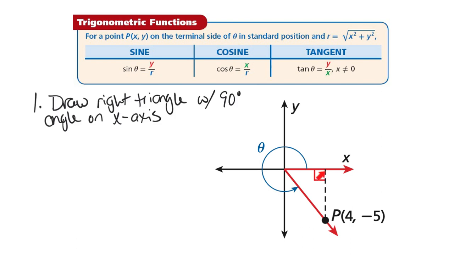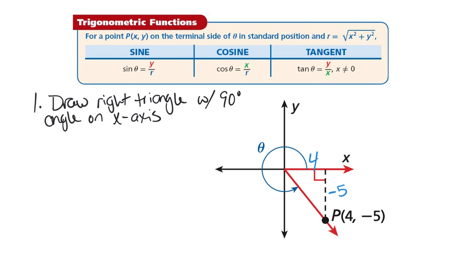Once you have that right triangle drawn with your 90 degrees on the x-axis, we can use the coordinates to figure out some of these lengths. So if this has an x value of 4, that means we went this way to the right 4. So that means the length of that side is 4. And if we went down -5, well, we know the length of that is -5.